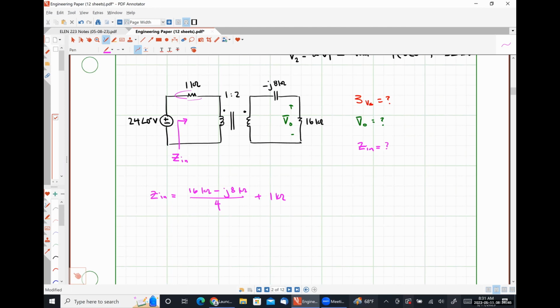So, what's 16/4? 4. What's 4 plus 1? Not a trick question. 5. All right. So we have 5 kiloohms real. What's 8/4? 2. So 5 minus J2 kiloohms is our input impedance, as seen from the voltage source. Anybody have any problems with that? Okay.